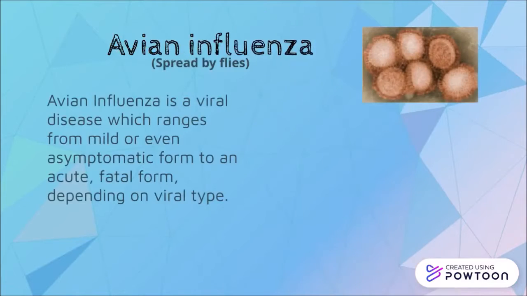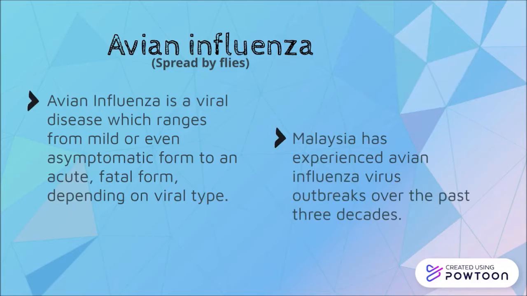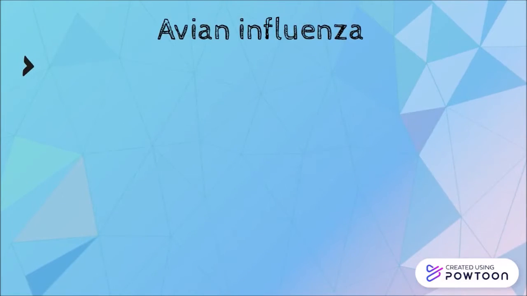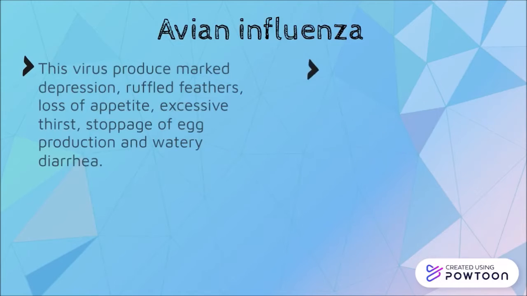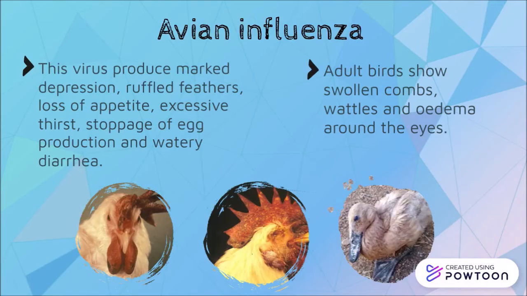An example disease that can be transmitted by flies is avian influenza. Malaysia has experienced avian influenza virus outbreaks over the past 3 decades. It is a viral disease which can be fatal. When a poultry animal is infected with avian influenza, the virus will produce a series of different symptoms, including depression, ruffled feathers, loss of appetite, and many more.